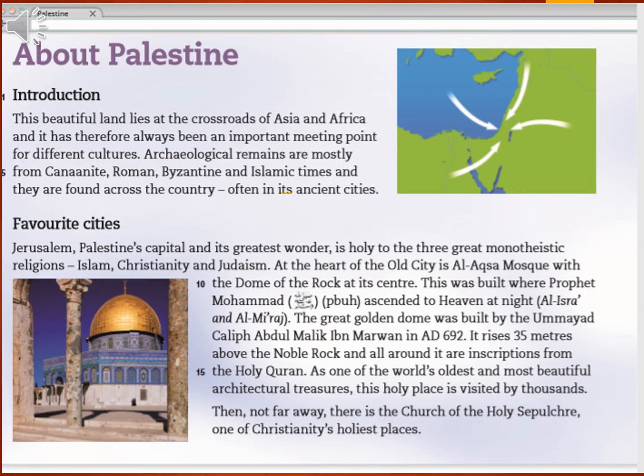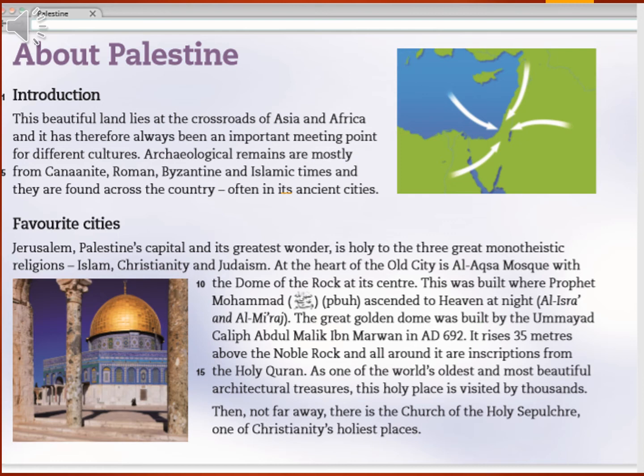This beautiful land lies at the crossroads of Asia and Africa, and it has therefore always been an important meeting point for different cultures. Archaeological remains are mostly from Canaanite, Roman, Byzantine and Islamic times, and they are found across the country, often in its ancient cities.